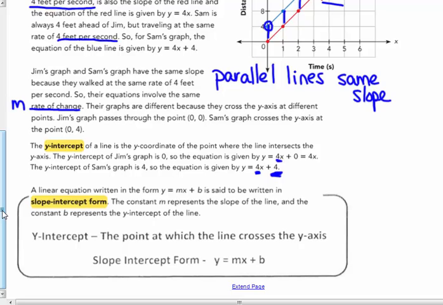A linear equation written in the form y equals mx plus b is said to be written in slope-intercept form. We're going to talk about 3 forms of equations of linear lines. This is the slope-intercept form. The constant m, which we know, represents the slope of the line, delta y over delta x. And the constant b represents the y-intercept.